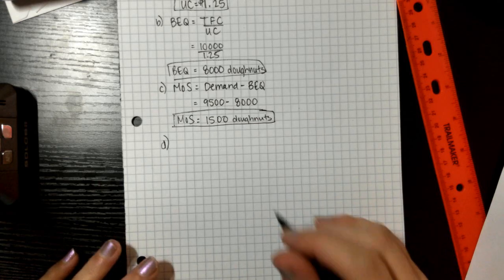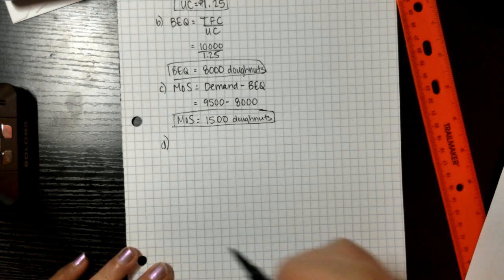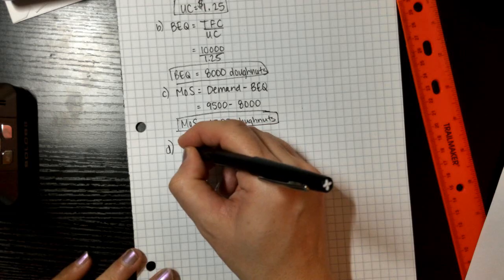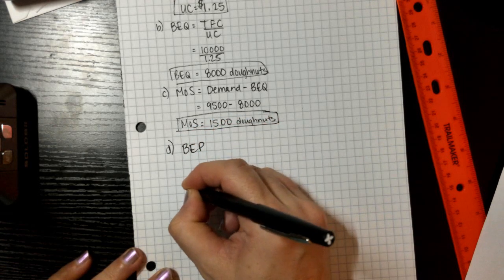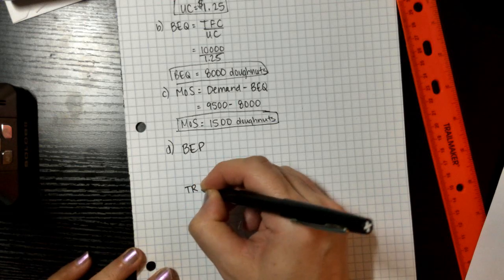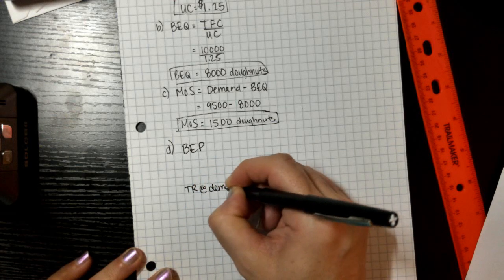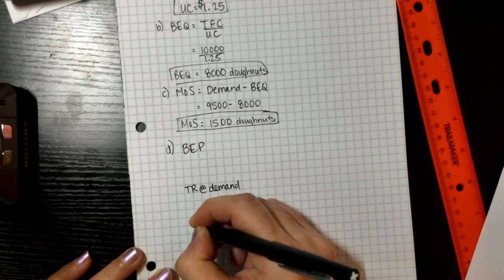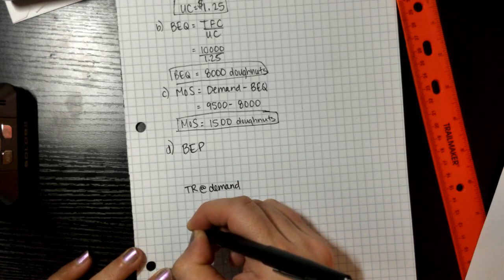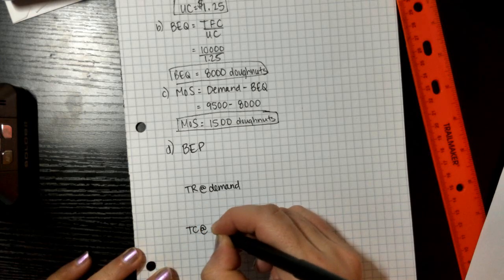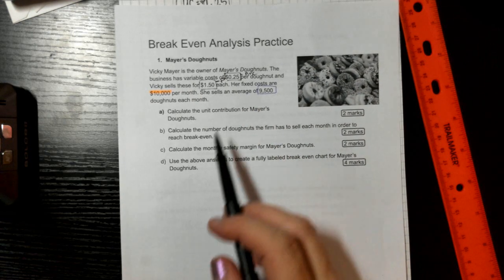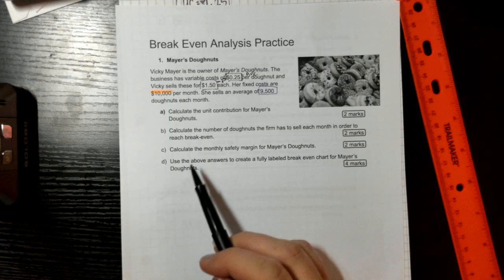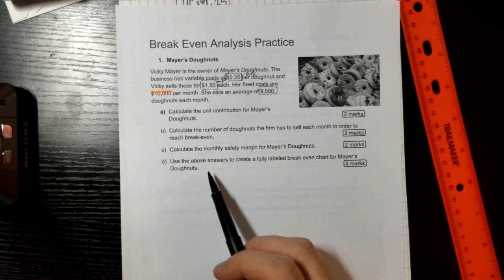So the first thing we need to do is calculate 3 coordinates, and the 3 coordinates we need to calculate are the break-even point, the total revenue at demand point, since we were given demand, and then the total cost at demand, since we were given demand. Now, just a side note, we were given demand in this case study. We did have to calculate margin of safety, so all that has to be represented on this chart.